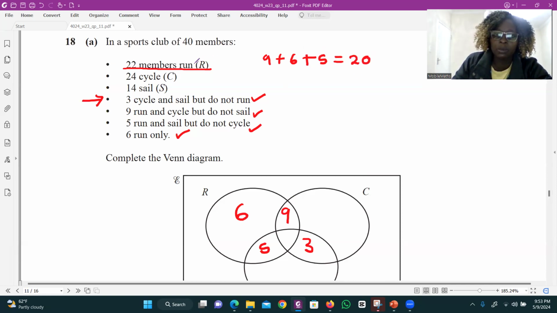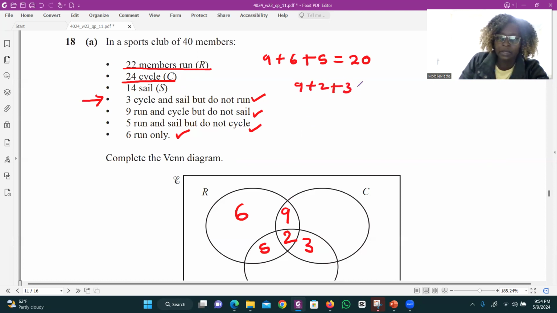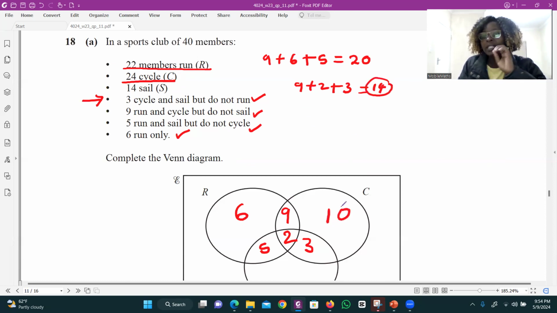Yet we have got 22 people. It means there are 2 people that are not accounted for. The most probable explanation is that those 2 people are running, cycling, and sailing, so they are in the middle here. If you now add for running, this gives us 22. Let's go for cycling. There are 24 people. Let's see, 9 plus 2 plus 3, what do we get? That's 14. So there is a shortfall of 10.